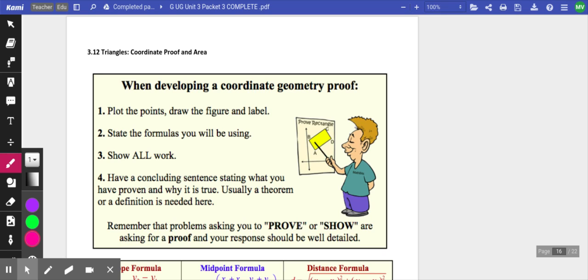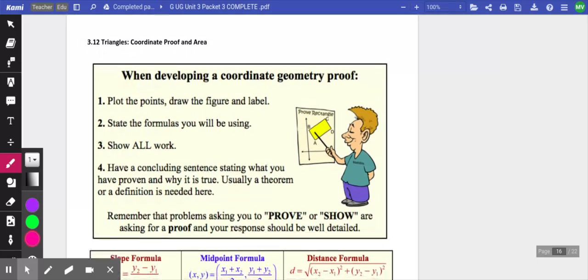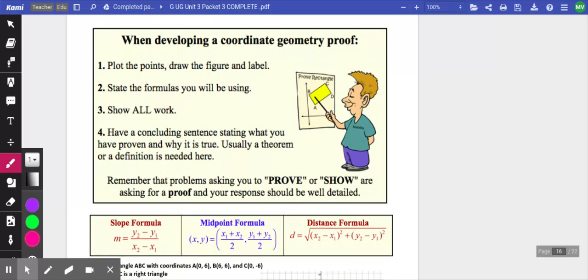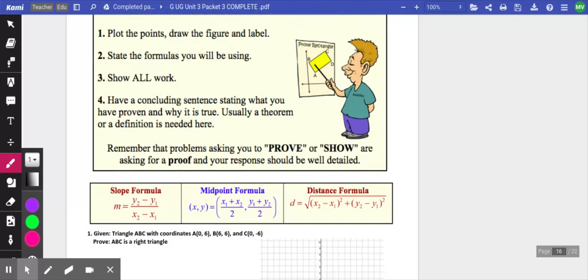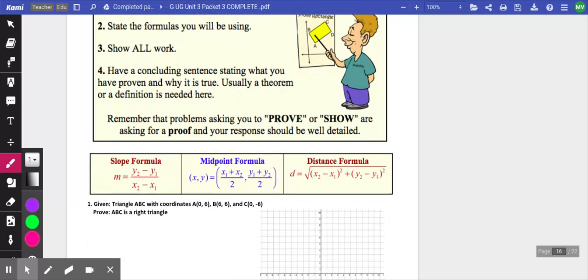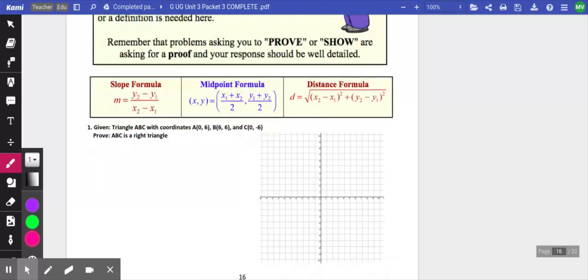Hello, everyone. This is our last section in Unit 3, and today we're talking about developing a coordinate geometry proof. The steps we should always follow are: plot the points and draw the figure and label it, state the formulas you will be using, show all your work, and have a concluding sentence stating what you have proven and why it's true, usually a theorem or definition.